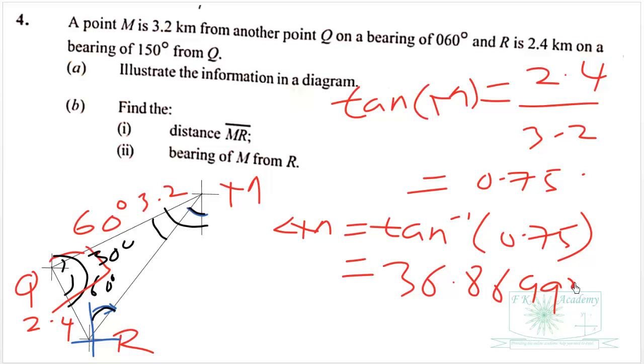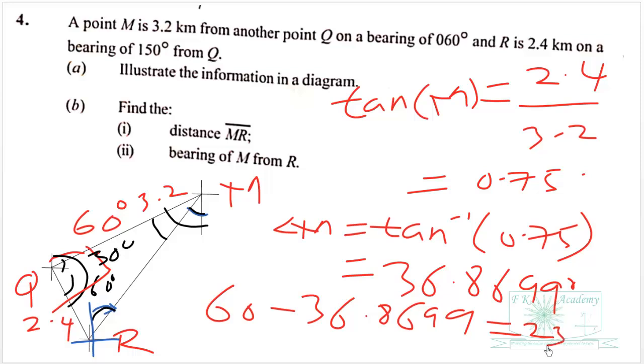So to get the bearing, we subtract that from 60. So the bearing will be 60 minus 36.8699, and that will be equal to 23.13 degrees, or 0.23 degrees. So that is the bearing that we are required to find, 0.23 degrees.